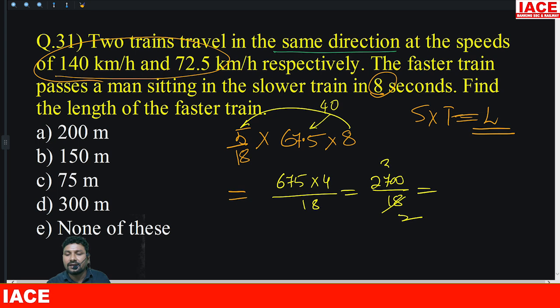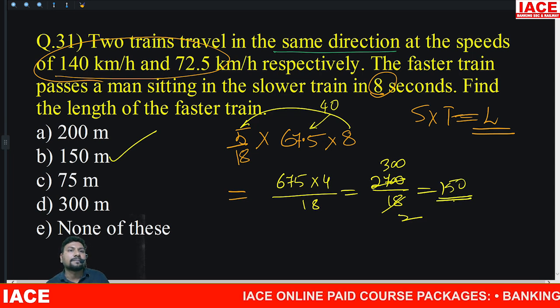9 2s are 18, 9 3s are 27. 300 by 2 equal to how many meters? 150 meters. Then option B.